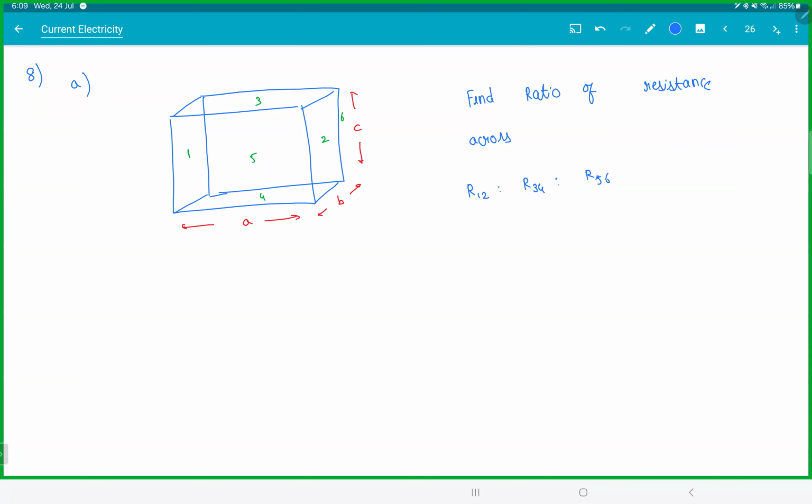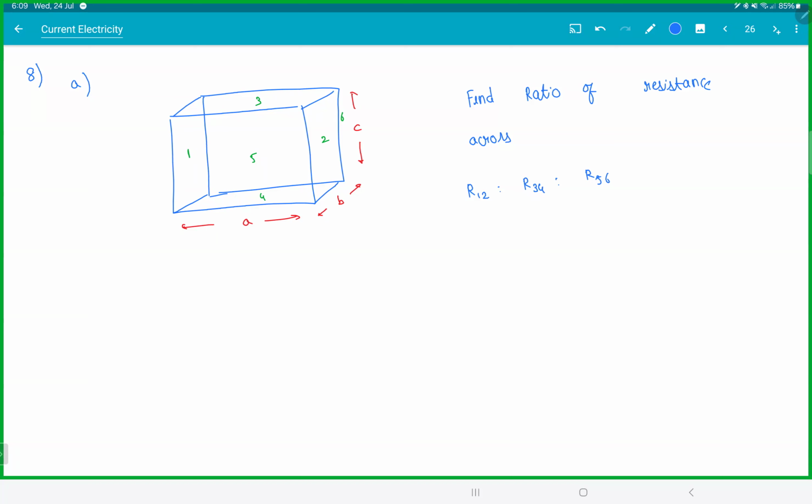Easy one, mostly a BITS level question. Remember when I say rho L by A, what is L? L is the length along the current flow. What is A? Area perpendicular to the current flow. So be careful. People say rho L by A, but they don't know what is L and A. They think length and area. What length and what area?